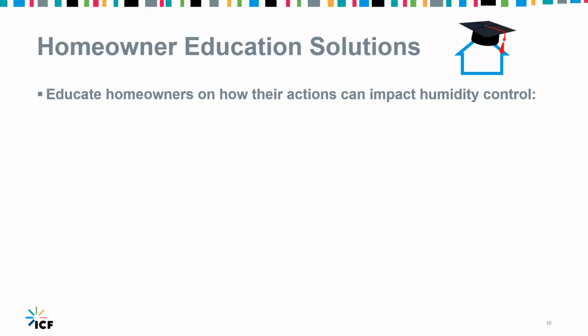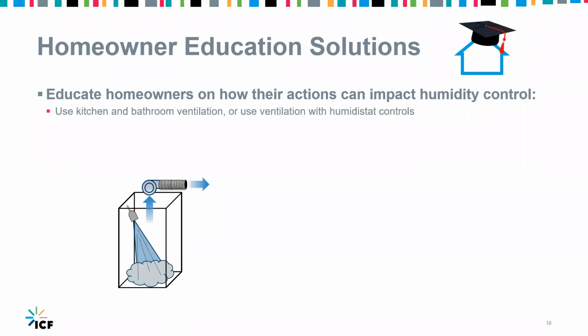So my last slide on solutions is trying to educate homeowners. I think occupant behavior can be a big driver of what happens in the house, and it's often hard to predict. I know Frank is going to talk about this a little bit further, but a few brief tips I'd say: try to have people use their local ventilation, or if you don't think they will, maybe you hardwire the fan to the light switch, or you install ventilation with humidistat control so it stays on when it needs to.